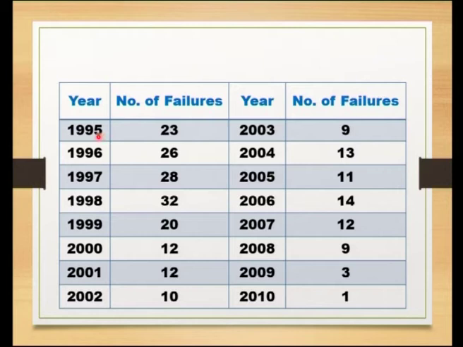For the year 1995, the number of industrial failures is 23, and for 1996 it is 26, similarly 28, 32, 20, 12, 12, 10, and then for the year 2003, the number of failures is 9, then for 2004 it is 13, like that up to 2010, where the number of failures is 1. For this data, we have to calculate non-linear trend values by the method of moving averages. Here specifically we are asked to calculate 5-yearly and 7-yearly moving averages. Let us see how they are calculated.